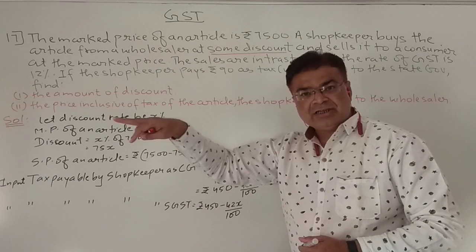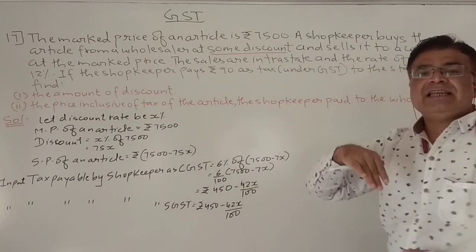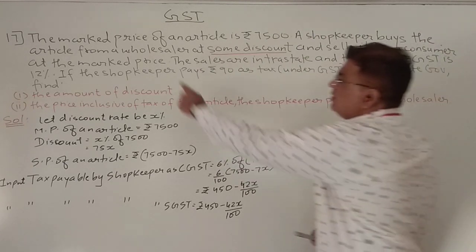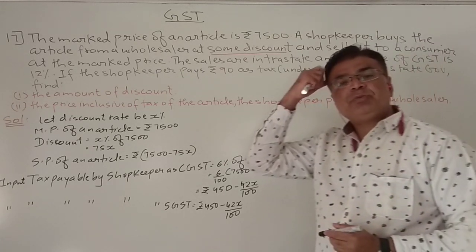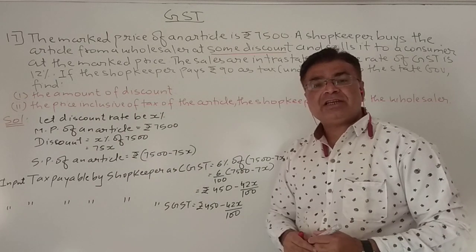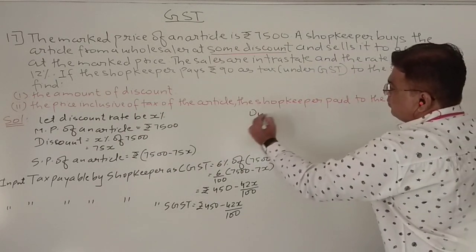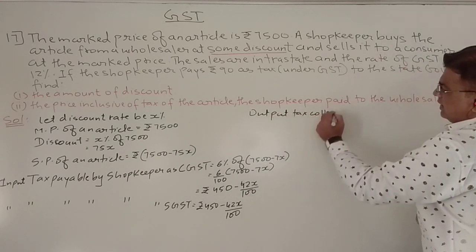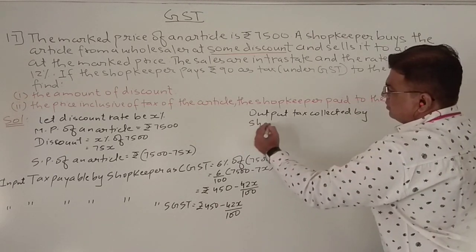To the wholesaler. Now what is the shopkeeper doing? The shopkeeper is selling this article further to a consumer. So at what price is he selling? At the marked price. So he is selling the article at rupees 7500 to the consumer. Now while selling, he will also collect the tax. So that will be output tax. So output tax collected by the shopkeeper.